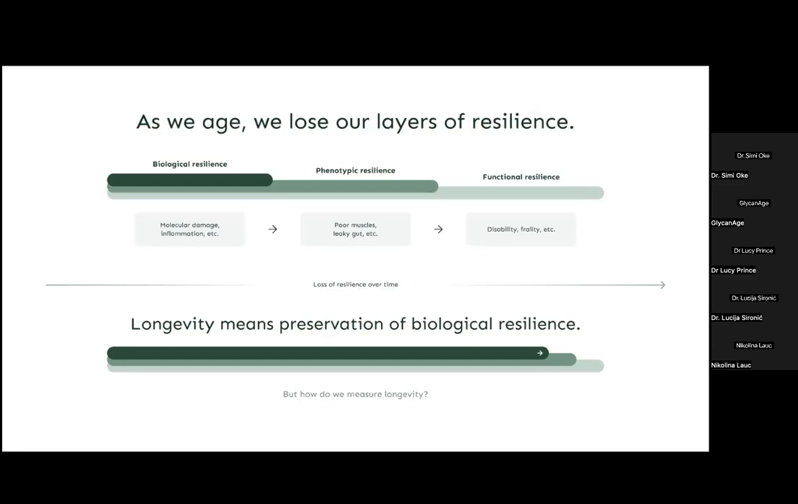Before you get to that late stage, there's a stage when it's more phenotypic. At this stage, you're going to see changes in the blood work. For example, some of the biomarkers you might see change are things like BNP, which is a typical biomarker used for heart failure. But even before that phenotypic change, there is a stage we call the biological resilience. This is the stage where you start to see molecular change and molecular damage or inflammation. And this is the stage that GlycanAge focuses on and works on.